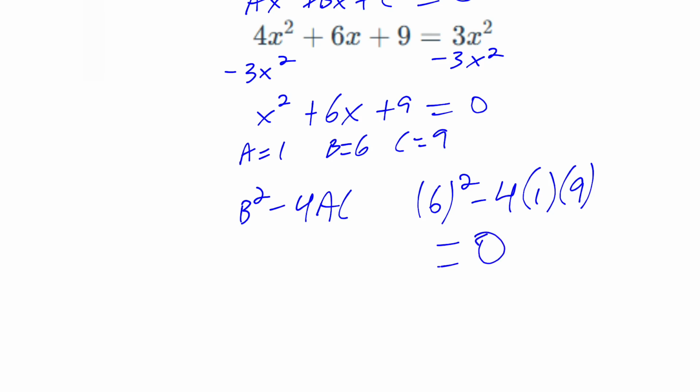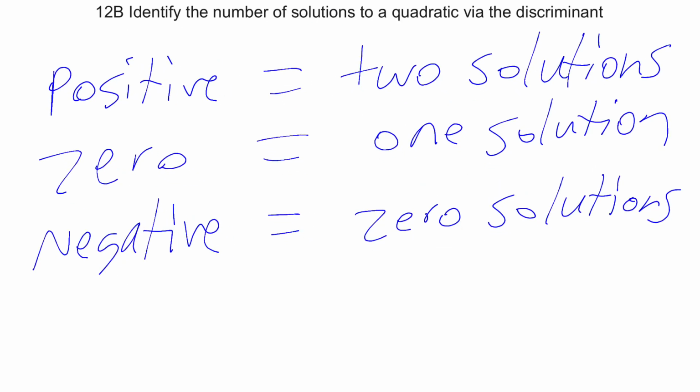So what does it mean to have a positive answer, a negative answer, or a 0 for the discriminant? Well, it turns out if your discriminant is positive, that means your quadratic has exactly 2 solutions. If your discriminant is 0, that means your parabola only touches the x-axis and there's 1 solution. And if your discriminant is negative, that means there's 0 solutions. Your parabola never touches the x-axis.